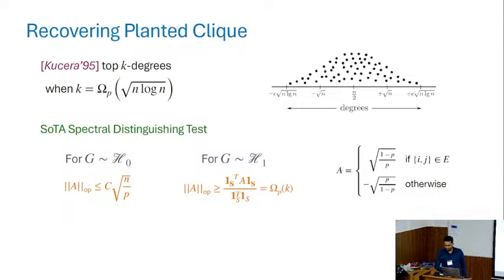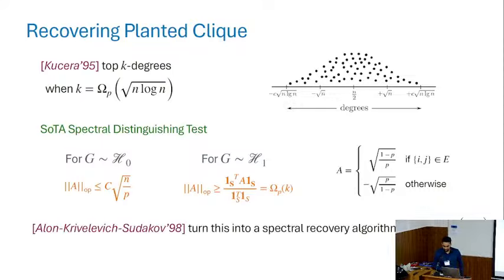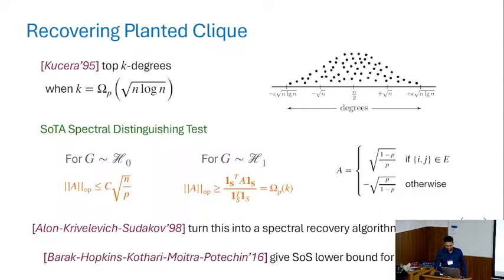So when k is larger than square root n, you can distinguish this, and this paper of Alon, Krivelevich and Sudakov turned this into a recovery algorithm using the eigenvectors. And as I said, there's a big open problem whether we can improve on this. In fact, there are some lower bounds based upon sum of squares, which show that that may not be possible.